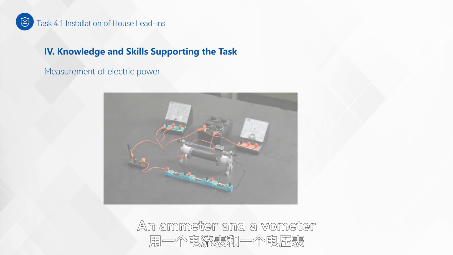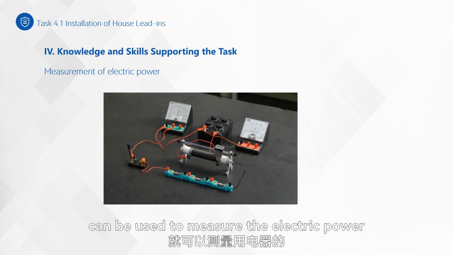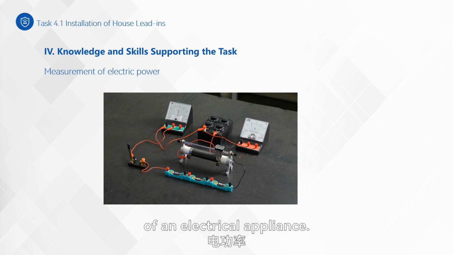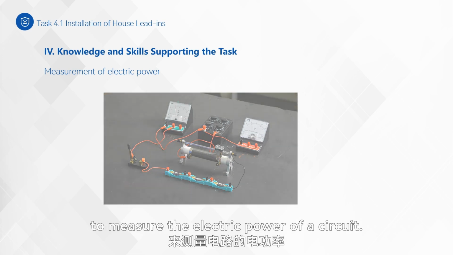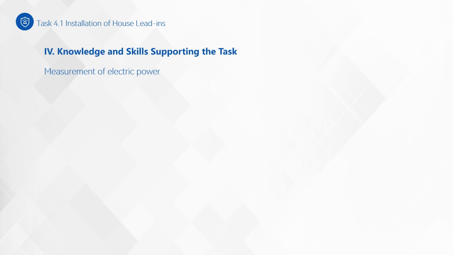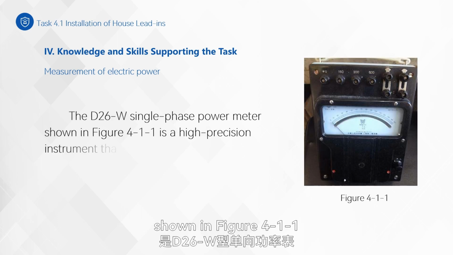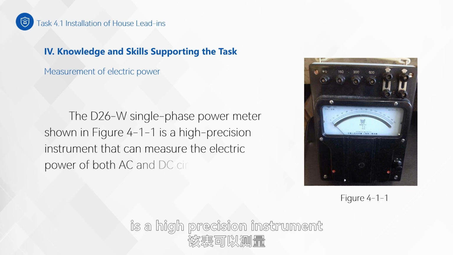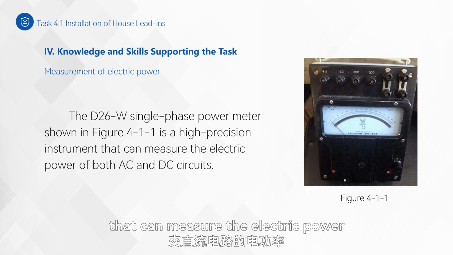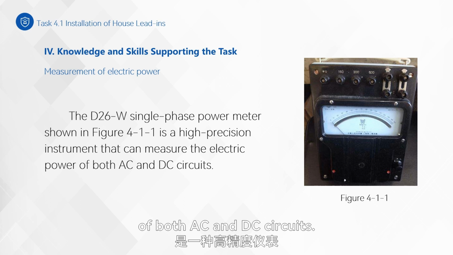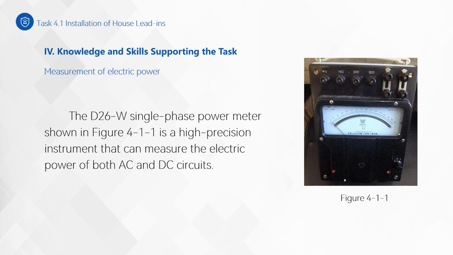An ammeter and a voltmeter can be used to measure the electric power of an electrical appliance. In practical applications, we often use a power meter to measure the electric power of a circuit. The D26W single-phase power meter shown in Figure 4.1.1 is a high-precision instrument that can measure the electric power of both AC and DC circuits.